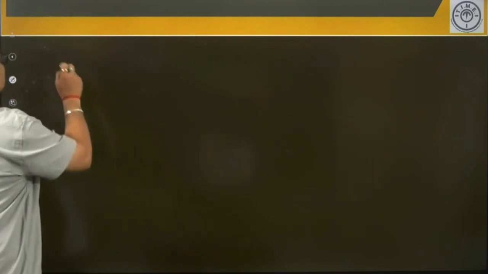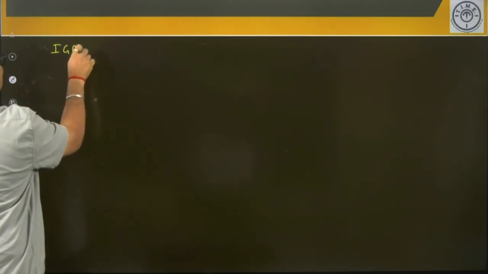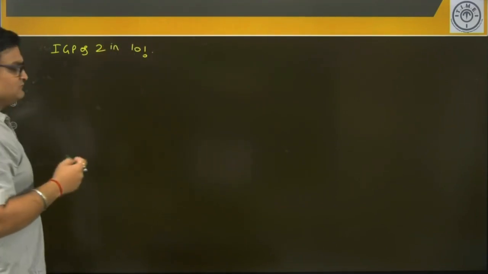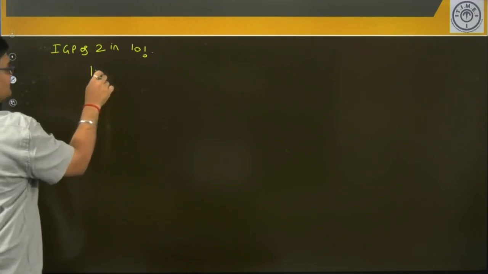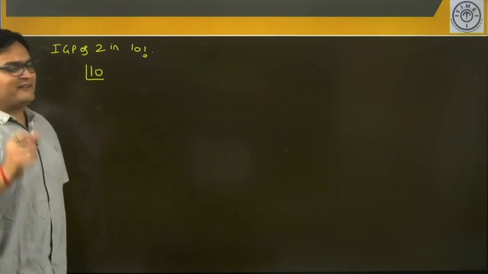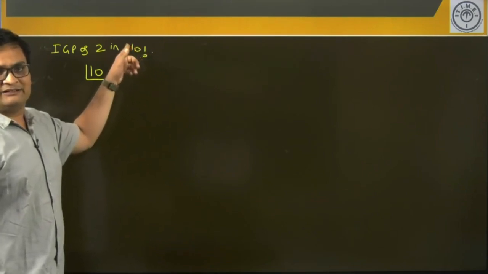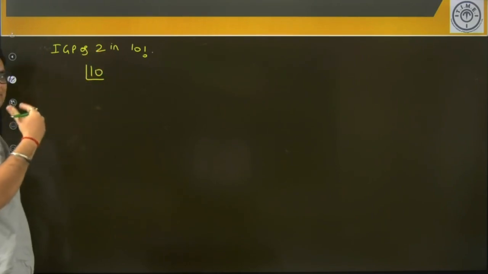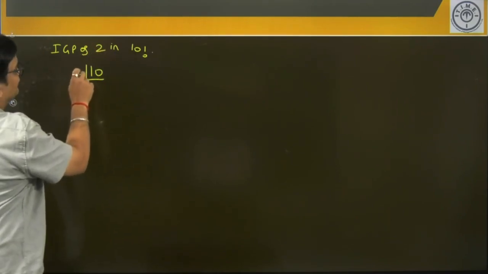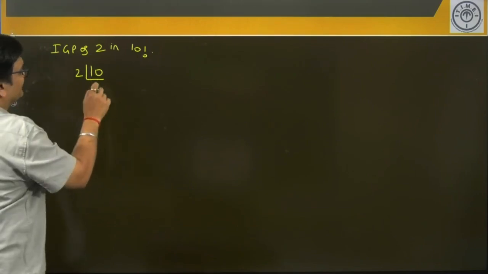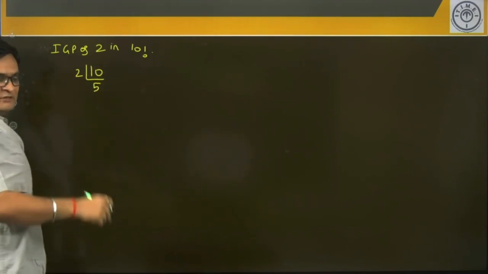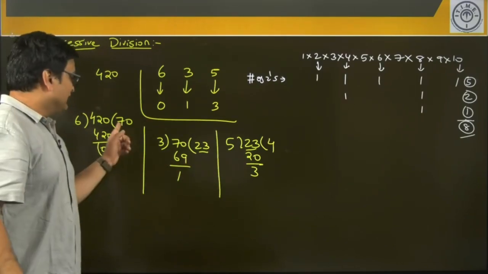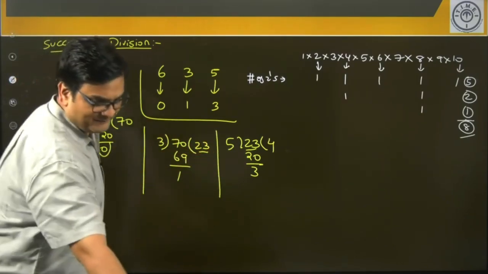Observe, I want to find IGP of 2 in 10 factorial. So what I suggest here is, please note, go on dividing 10 factorial successively by the required number of which the IGP is to be calculated. So divide it by 2 successively. So 2 will go how many times? 2 will go 5 times. Ignore the remainder, because in case of successive division, we don't pay attention to the remainder. We only take the quotient in the next step, quotient in the next step.